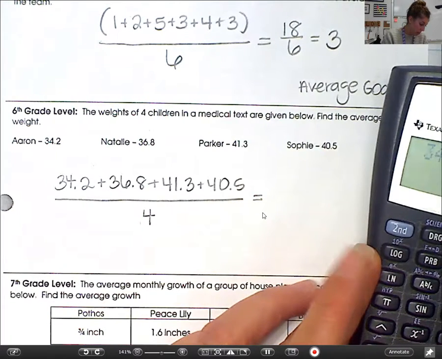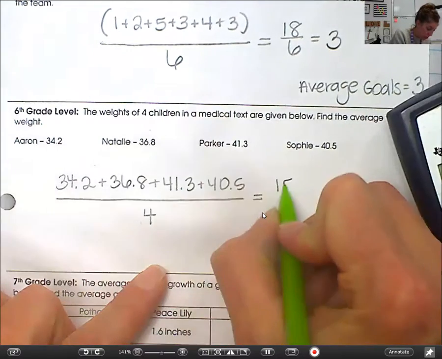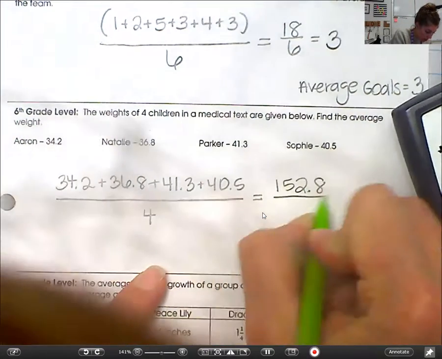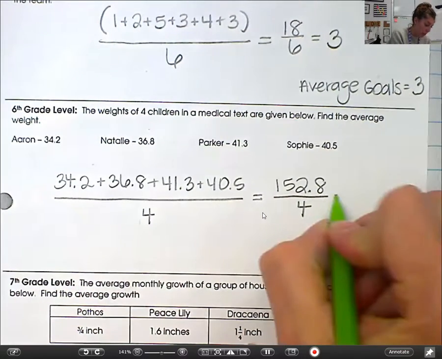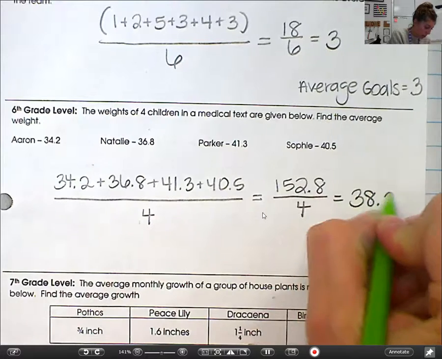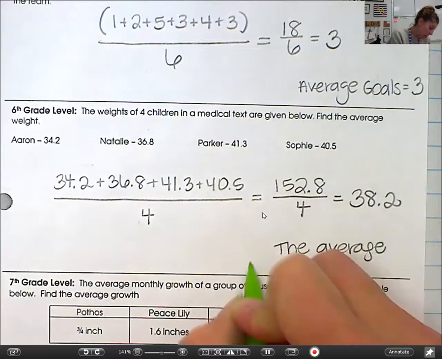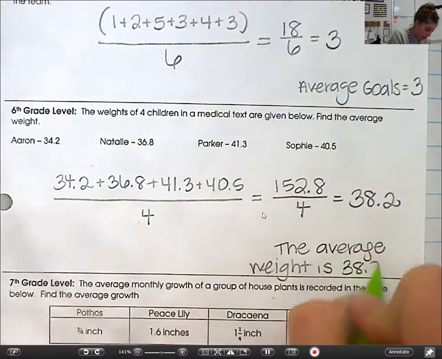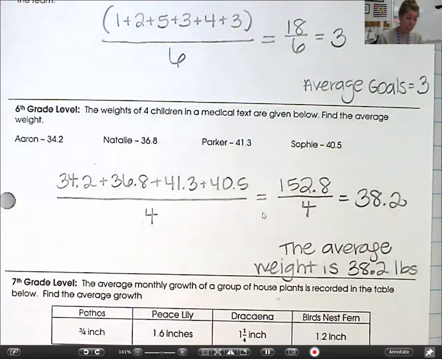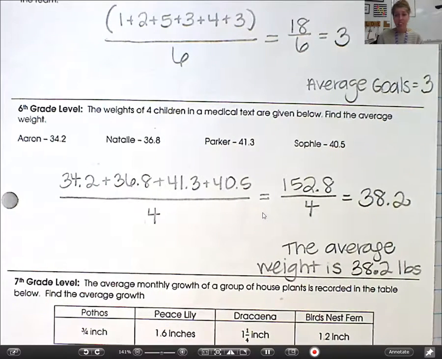34.2, 36.8, 41.3, and 40.5. So I have 152.8 divided by 4, 38.2. So the average weight is 38.2 pounds. These are obviously very small children, very young. But again, not a whole number answer and not a problem for 6th grade level.